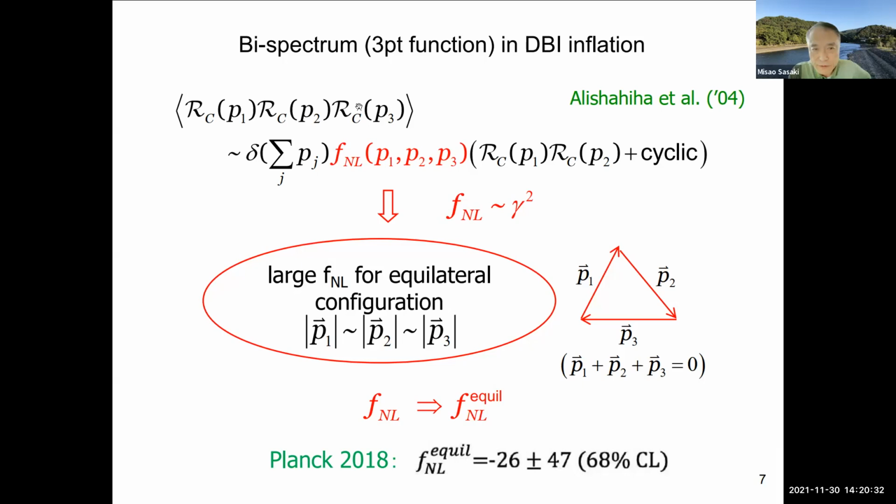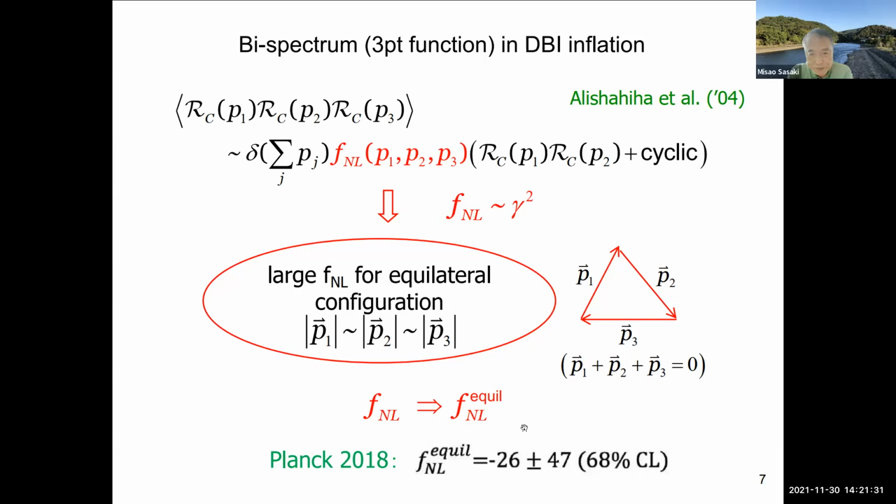For this BD-type case, this f_NL of course depends on the momentum. When all the momenta are equal, usually it becomes really large in this particular case. People call this the equilateral case because it corresponds to the triangle formed by the three momenta forming an equilateral triangle. The total momentum must vanish because of momentum conservation. Anyway, if you look at the recent result by, say, Planck, then this equilateral non-Gaussianity is constrained to be of order maybe less than 100, let's say 50 or so.